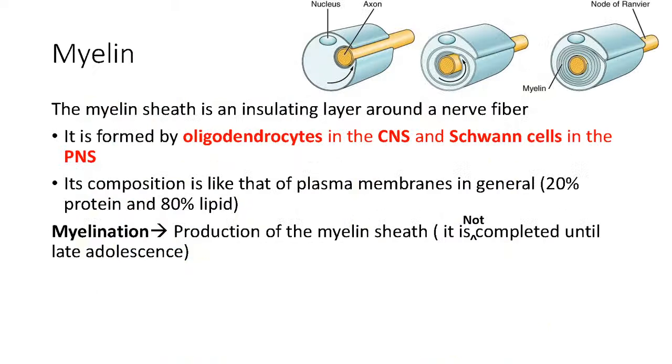All right, so the myelin sheath is an insulating layer around the nerve fiber. It's formed by the oligodendrocytes, as we said, in the CNS, and Schwann cells in the PNS. Its composition is like other plasma membranes in general, about 20% protein, about 80% lipid. Myelination is the process of producing the myelin sheath, and it is not completed until late adolescence. That's one of the reasons that teenagers tend to be so impulsive. It's generally believed to be because myelination is not complete, especially in the central nervous system.